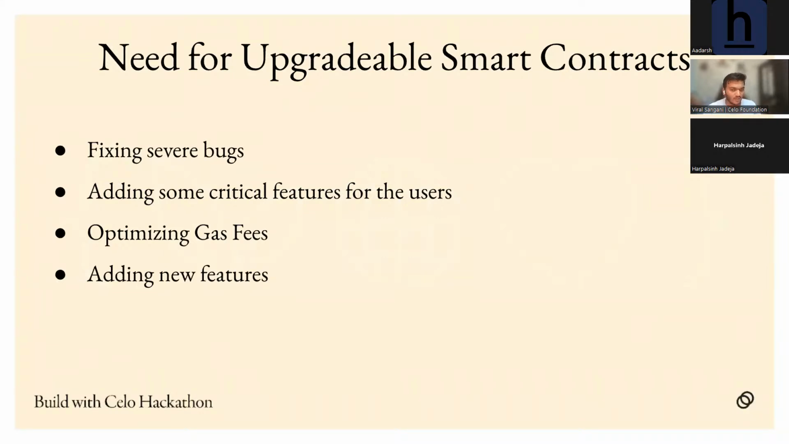Another need is adding critical features for the users. If you take the example of Uniswap, they have three different versions, and there's a reason they are creating different versions: they wanted to add new features. What if they wanted to optimize the gas fees? A year ago, with Uniswap, there were huge gas fees that you had to pay just to swap a token. But over time, they've been optimizing the smart contracts and pushing new versions. And this is how you can do the same in your smart contracts, with upgradable smart contracts, right?